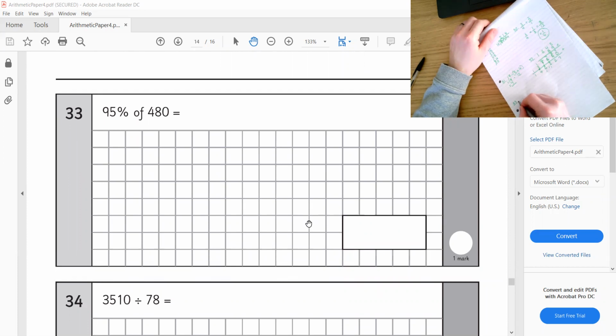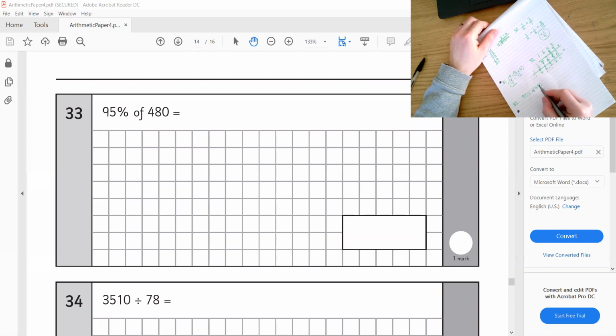There we go. So I've got 95% of 408. So quite a few ways of working this out here. Now, the way I would do it is if I found 5%, I'd just take it off 480, and then I found 95%. I've taken 5% away from the 100%, 480 of a 9.